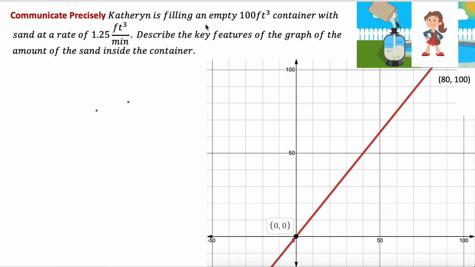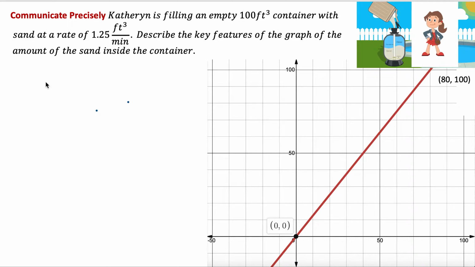Precisely, Catherine is filling an empty 100 cubic feet container with sand at a rate of 1.25 cubic feet per minute. Describe the key features of the graph of the amount of sand inside the container. So, first of all, the volume of the container depends on the rate that we are filling the container.